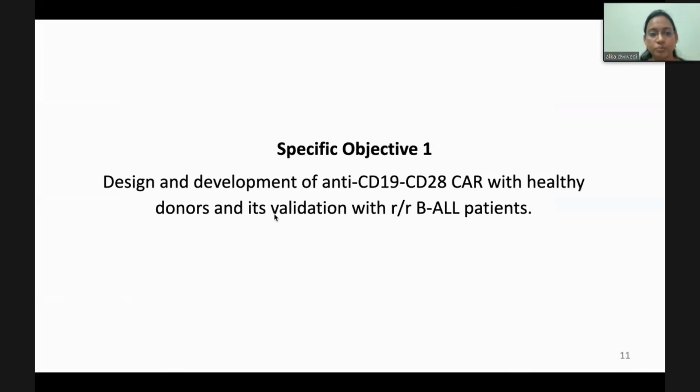The first objective was to design and develop an anti-CD19 CD28 CAR with healthy donor cells, as well as its validation with relapsed and refractory B-ALL patients. So why did I design the CD19 CD28 CAR? Because the first time I need a product.